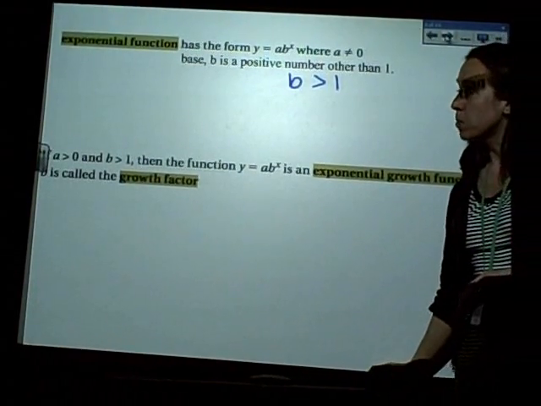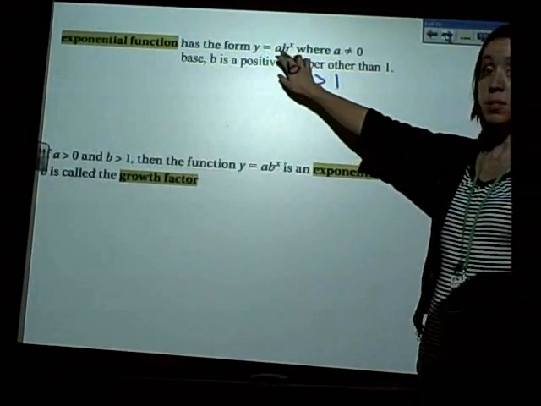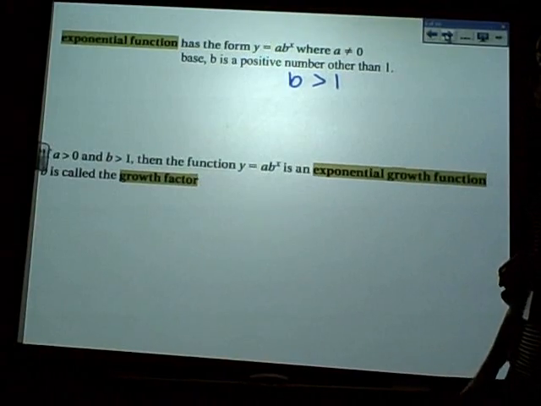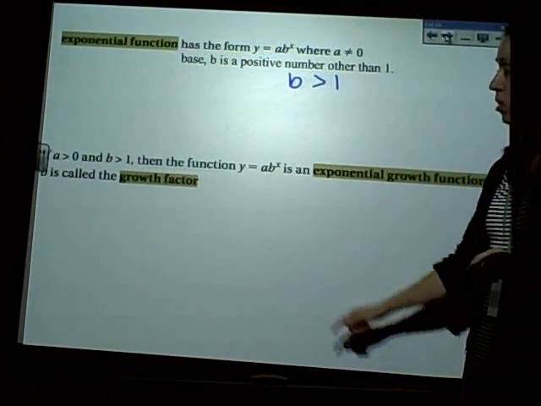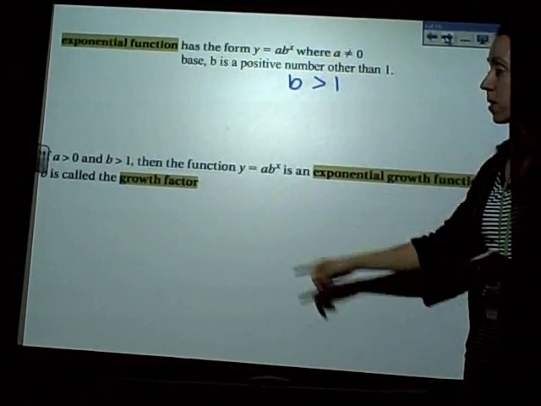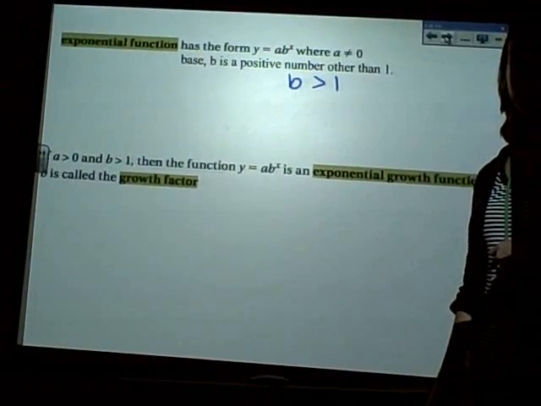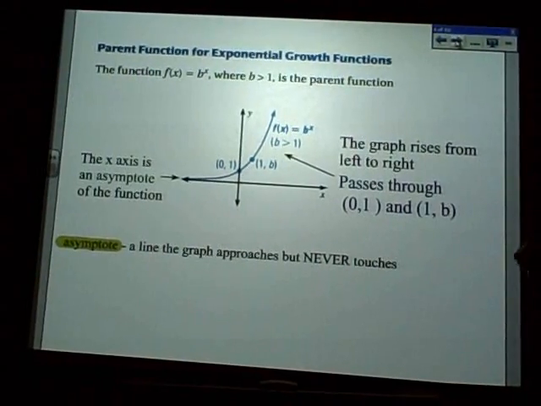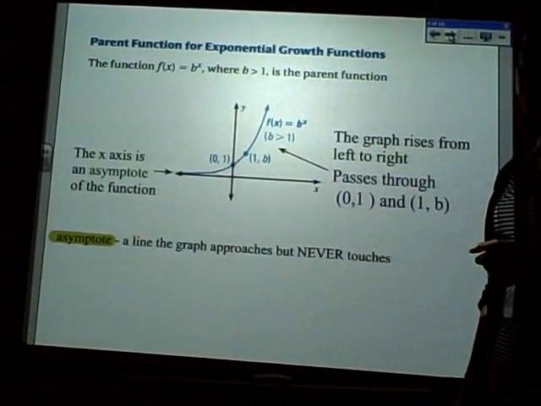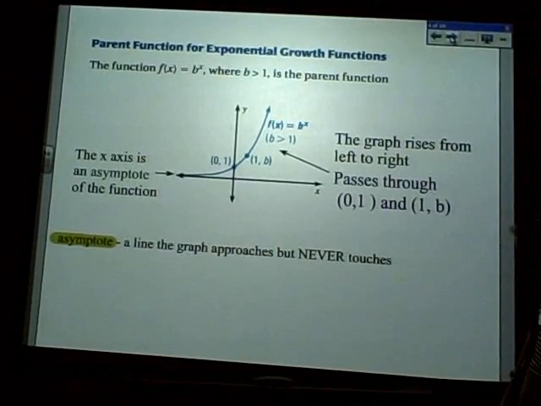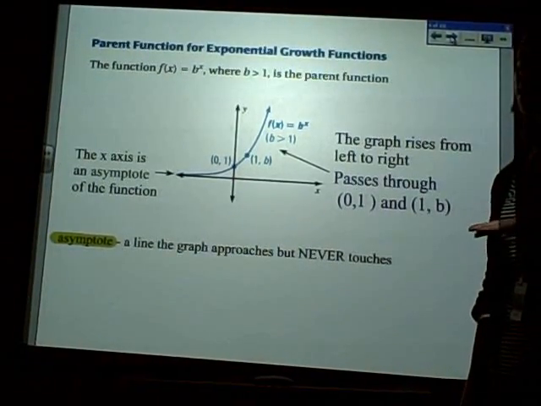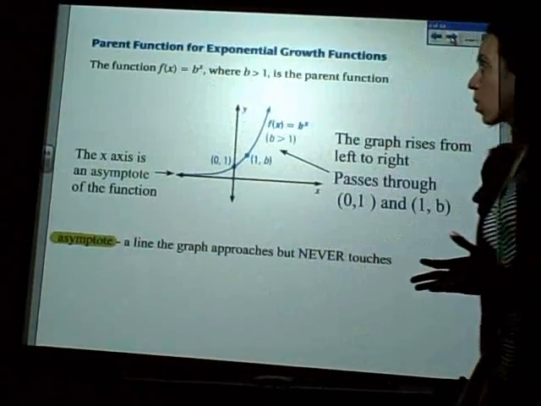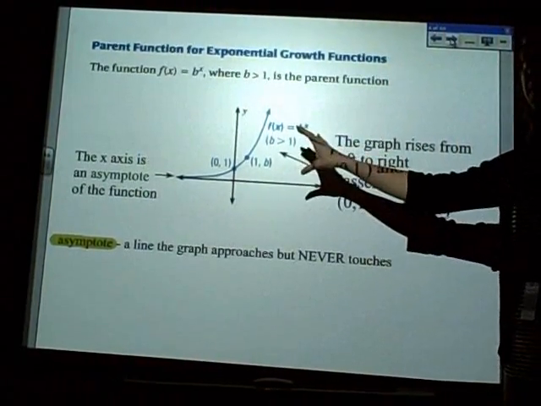If a is not 0, and b is bigger than 1, then we have an exponential growth function. We are also going to call b, our base, the growth factor. Just like all of our other functions, f of x equals b to the x power has a parent graph. That means that's the starting graph, and all of our other graphs that are similar to this growth function are kind of based off of this graph.